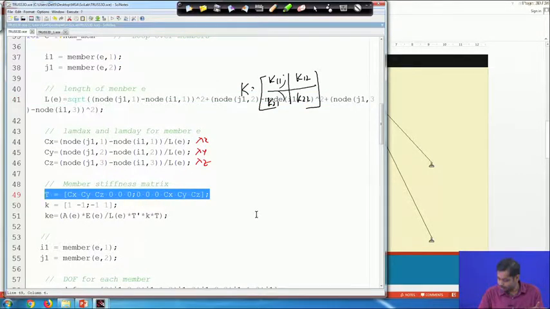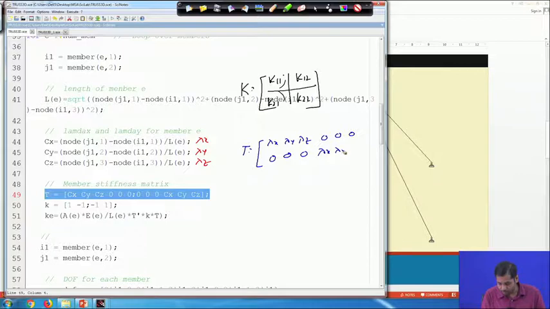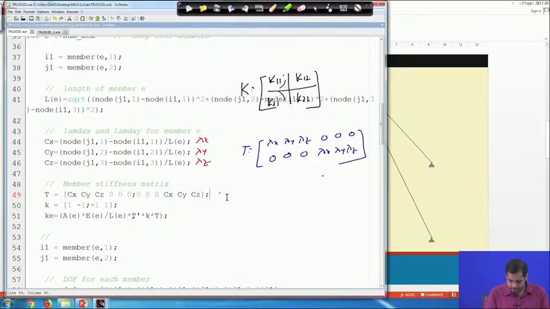The transformation matrix, again if you recall, T was lambda x, lambda y, lambda z, then 0 0 0, then 0 0 0, lambda x, lambda y and lambda z, right. This is the transformation matrix and this is that matrix. This one is this transformation matrix. This is the transformation matrix and this small k is in the local coordinate system.